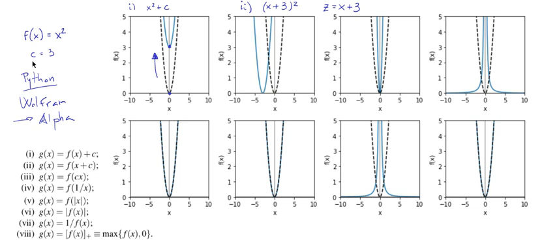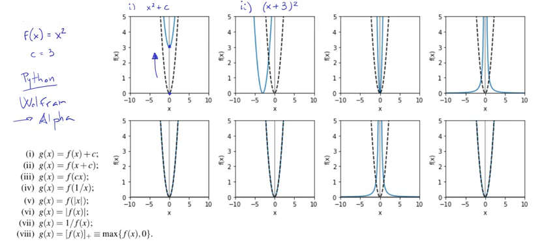And if I had chosen a negative value for c, so instead of x plus 3 it had been x minus 10 or something, the shift would be to the right. So remember that if I add something to the argument, the shift is to the left. If I subtract anything from the argument, the shift will be to the right.